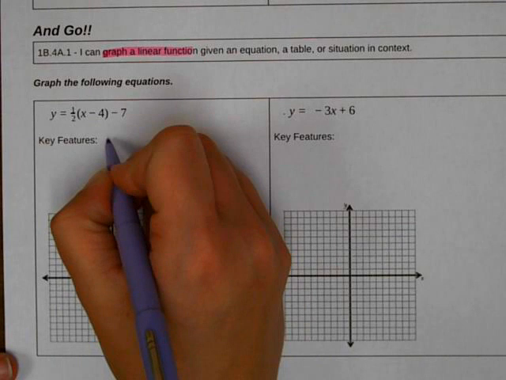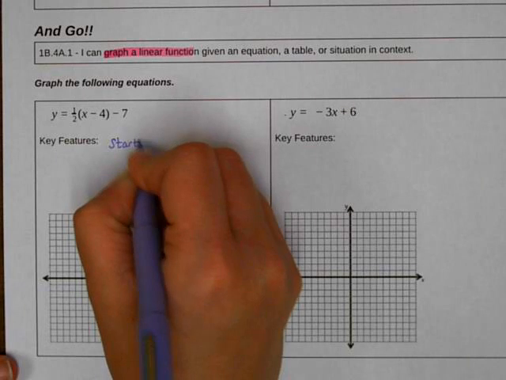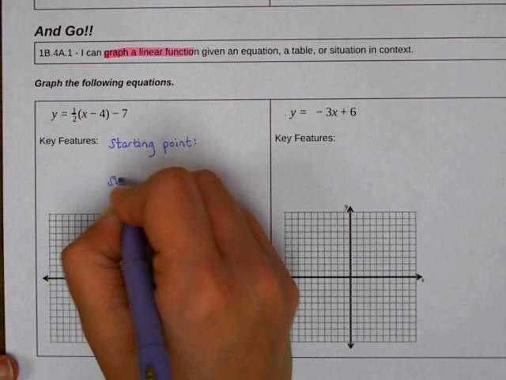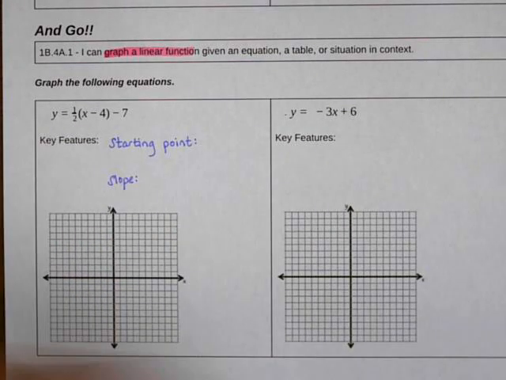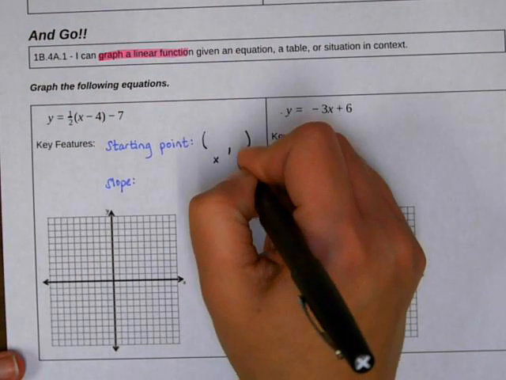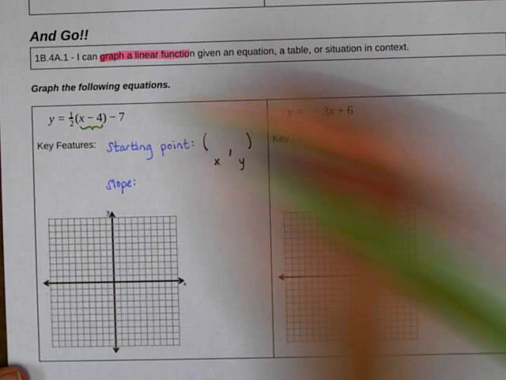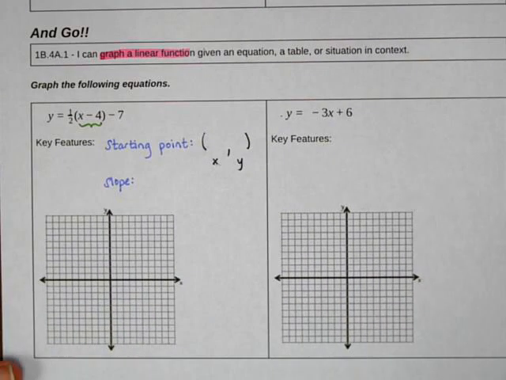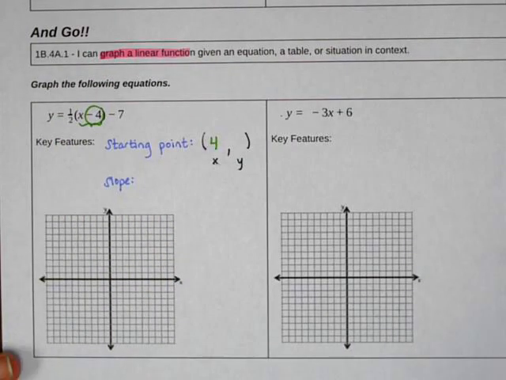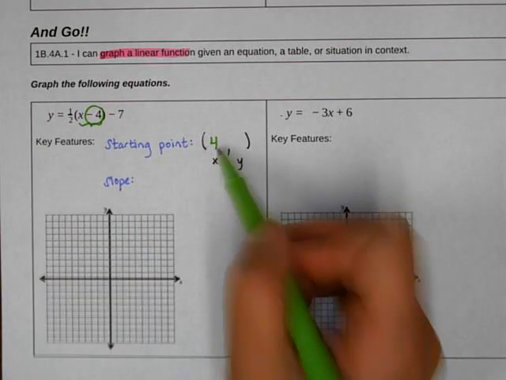The two key features that we would look for in an equation like this, which is linear, are the starting point and the slope. In this equation, the starting point can be found by looking for both an x and a y. To find the x, I would look inside of the parentheses by the x. If I see a -4 in there, right here, then I know that my starting point actually has a +4. Because if this is a negative, then to get back to 0, I would use a positive.